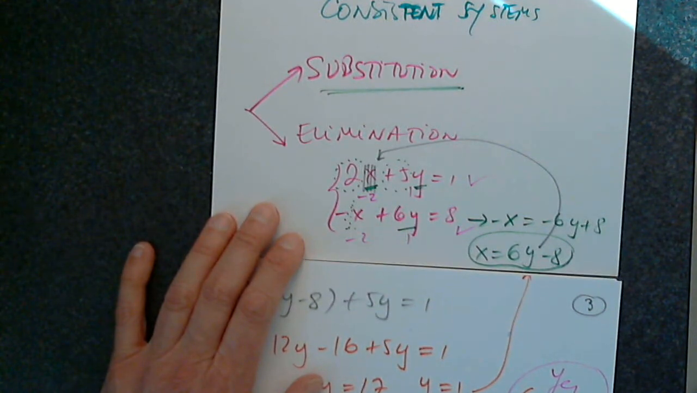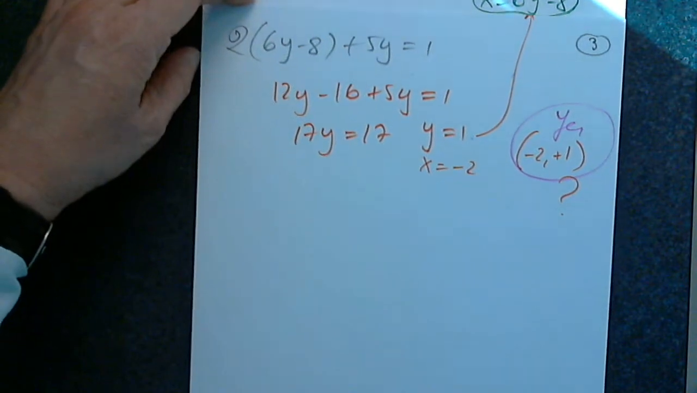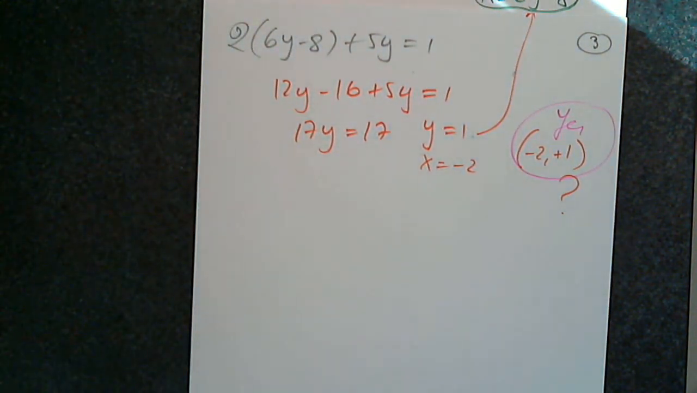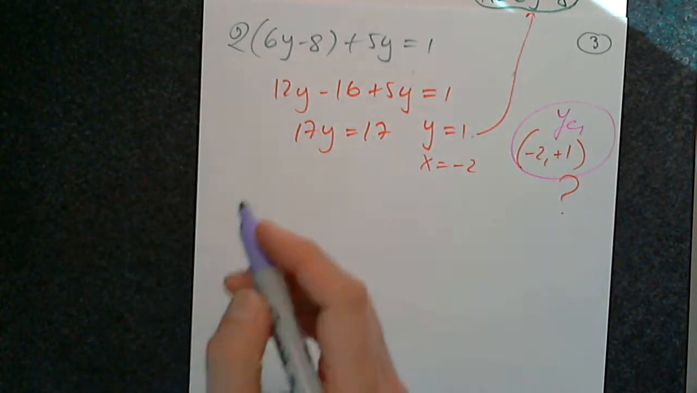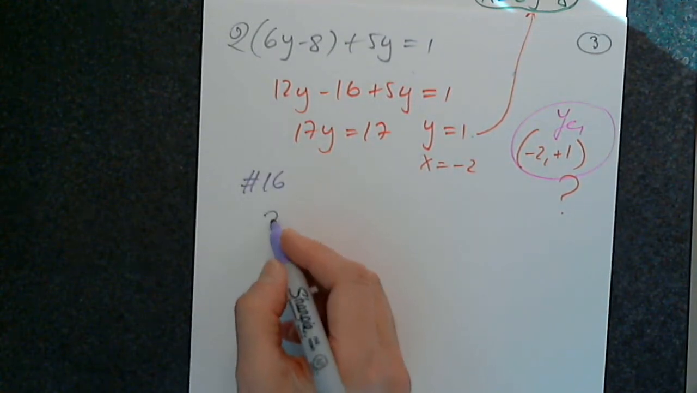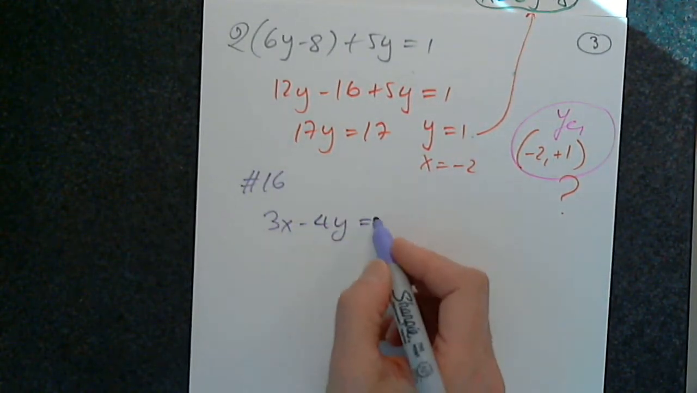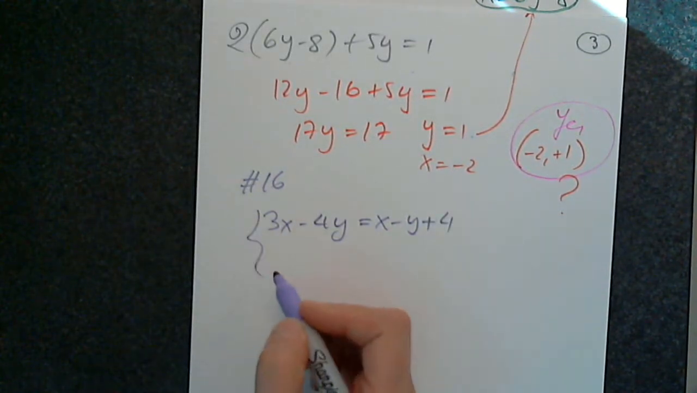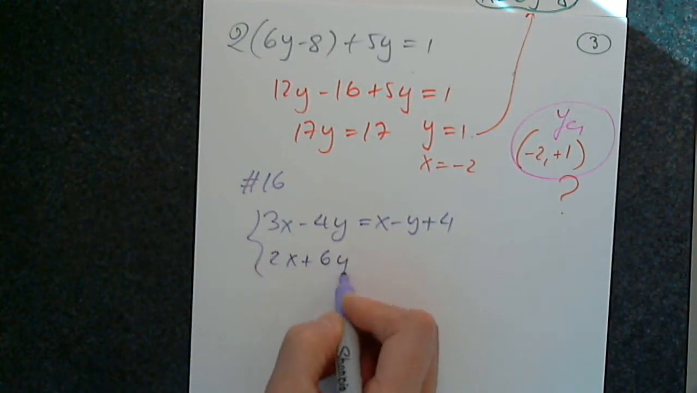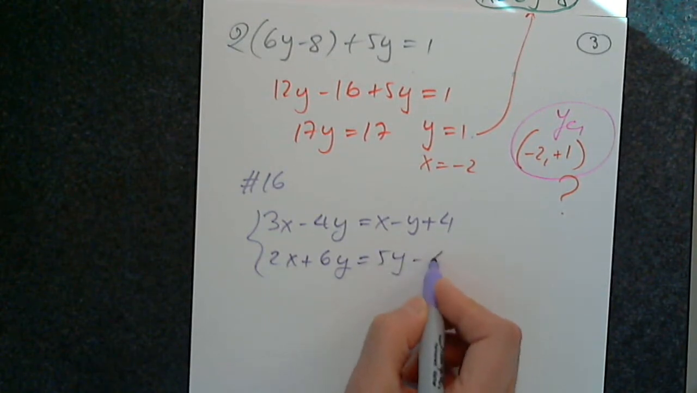Questions? Okay. Can we move on to elimination, or do we need another example with substitution? Say it again. Another example. Very good. Please choose, if you'd like, from 5 to 18 on page 555. If not, I will. Okay, 16. In 16, we have 3x minus 4y equals x minus y plus 4. And the second equation is 2x plus 6y equals 5y minus 4.